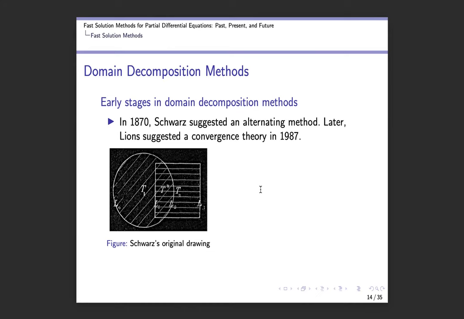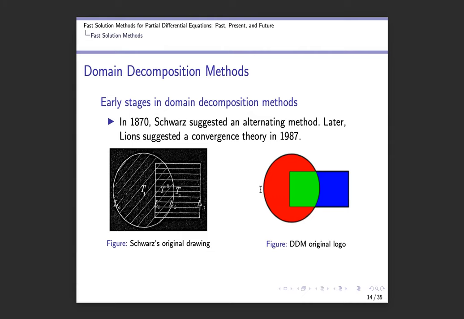And for your information, I will show you another picture. This is the logo for the domain decomposition method community. So this originated from the Schwartz drawing, this one, circle and rectangle. And the convergence theory is based on this one. So Pierre-Louis Lions considered this procedure as a projection method. So this is the error at step n, and this is the subdomain one correction, this is the subdomain two correction, and they are actually projections, then we get the next step. So these operators are projections, so we can expect a convergent solution. That's Lions' idea.